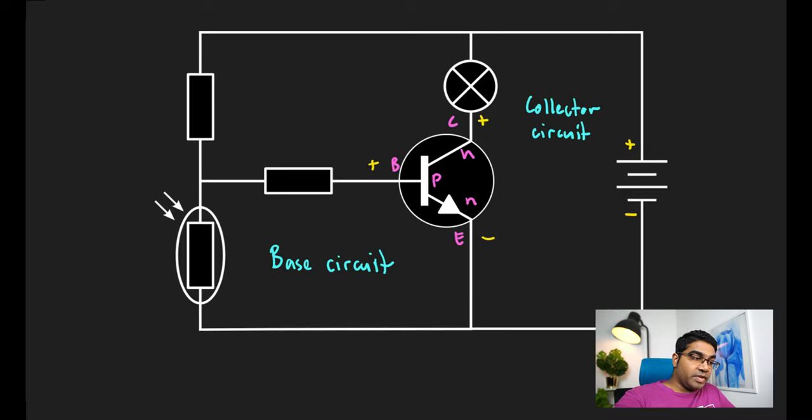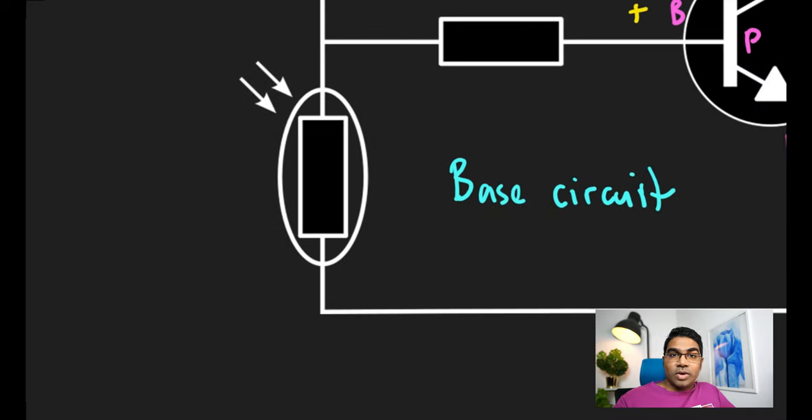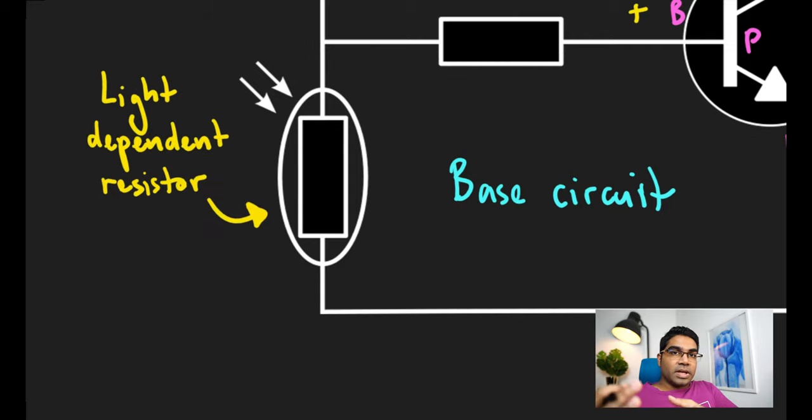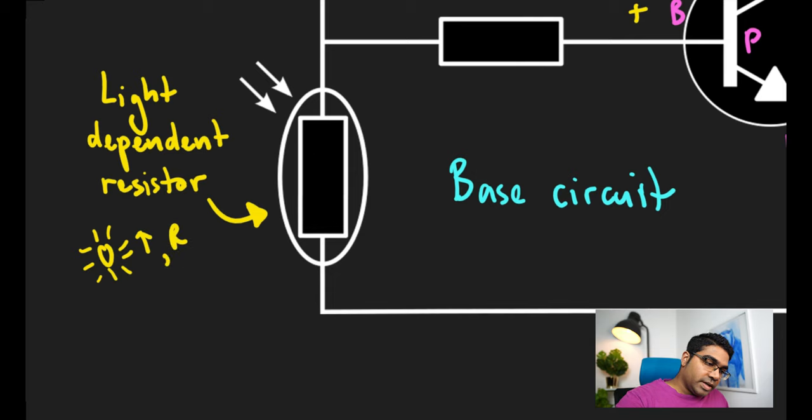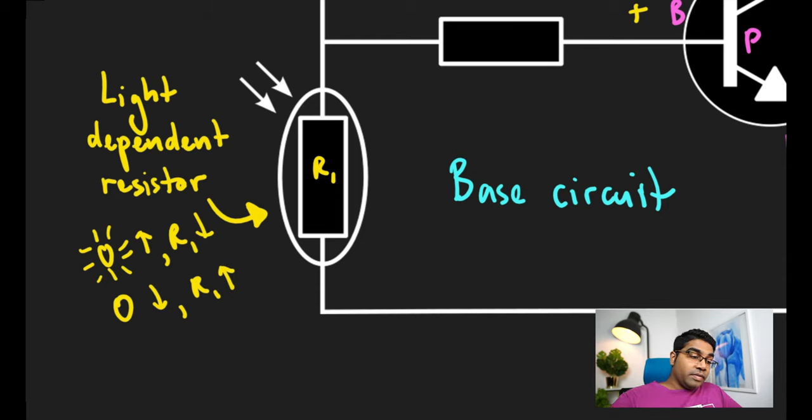As you will notice, we have a special component here. This is known as the light dependent resistor. A light dependent resistor literally has a resistance that depends on the intensity of light. When it is bright, the resistance of the light dependent resistor, also called the LDR, will drop. Let's call this R1. When it is dark, when there is no light, the resistance of the LDR will be very high. Let's start with what if it was bright.